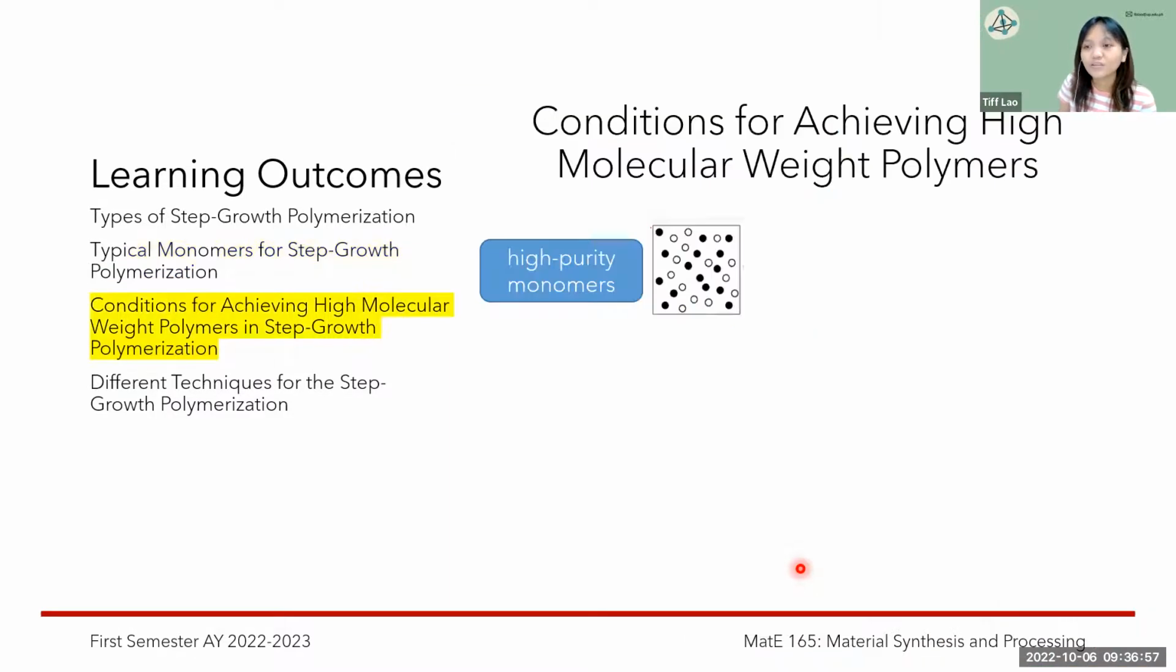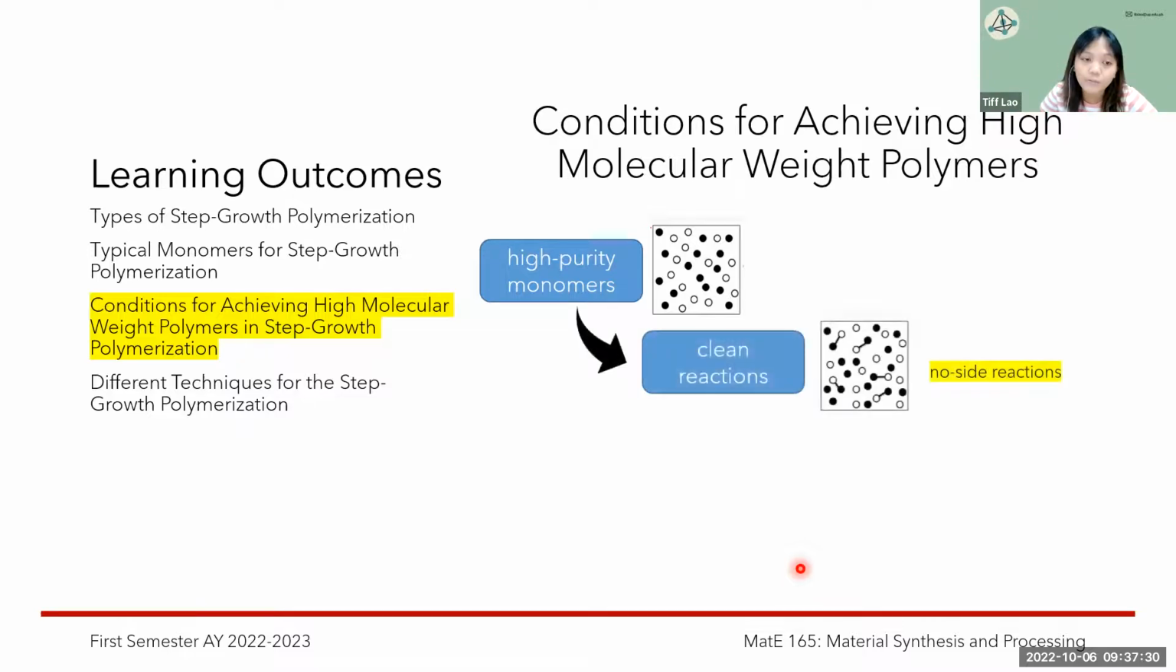Okay. So conditions for achieving high molecular weight polymers. Actually, this is sort of a common sense. If you want to achieve a high molecular weight polymer, dapat makabuo ka ng malaking chain length, mahabang chain length, maraming copy-paste na walang interruptions. To achieve that, you need high purity monomers. Kapag may high purity monomers ka, there's a high possibility that you have clean reactions, meaning no side reactions.